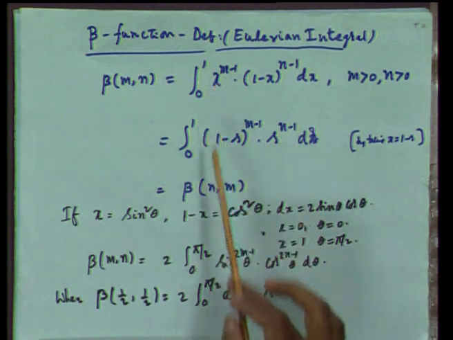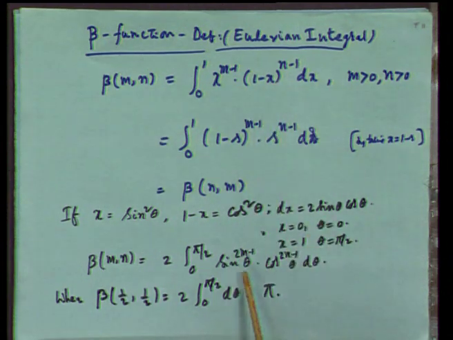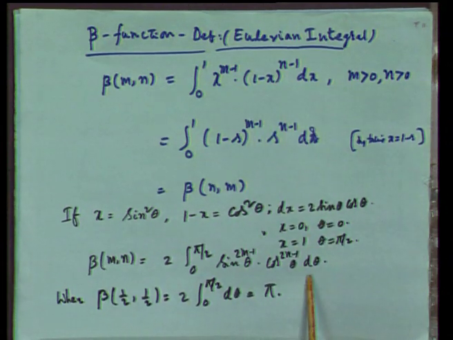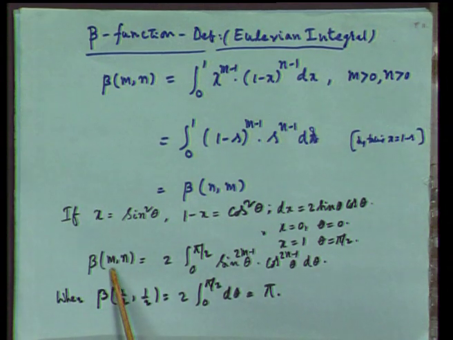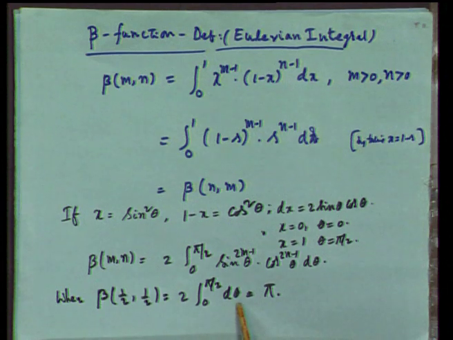So, you can interchange these two definitions as and when you require them in the evaluation of integrals. From this definition, when m is equal to half and n is equal to half, this integral reduces to 2 times integral 0 to pi by 2 d theta, that is equal to pi. That means beta half half is equal to pi.